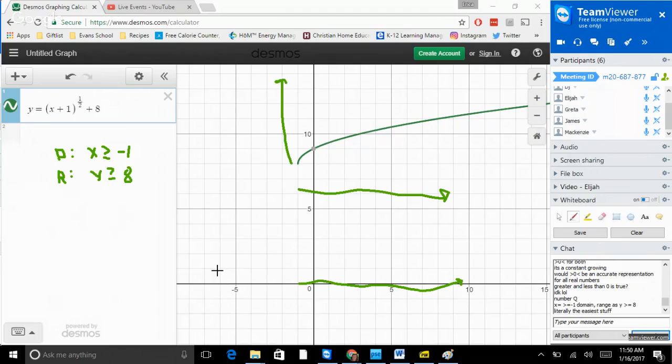I'm glad you think it's easy, Elijah. It's good to have an easy section in there, right? I just always want to point that out.